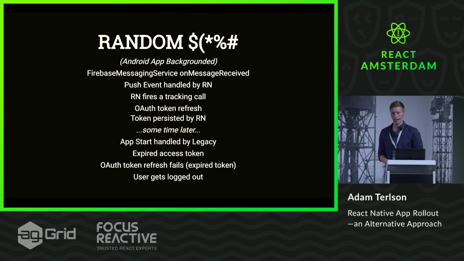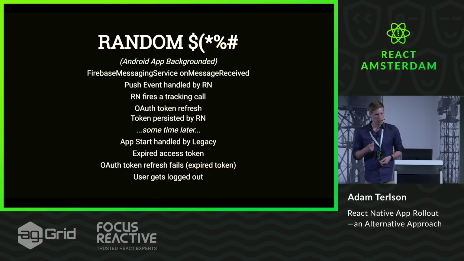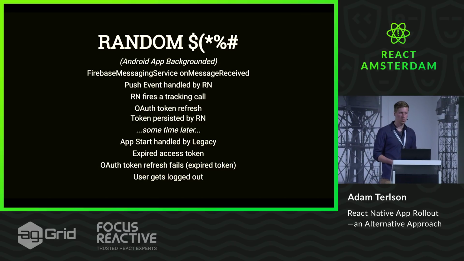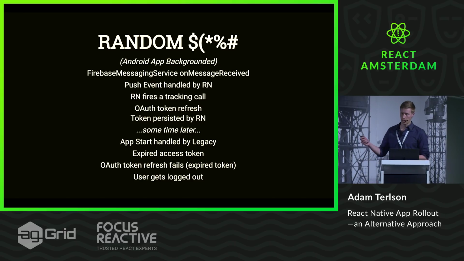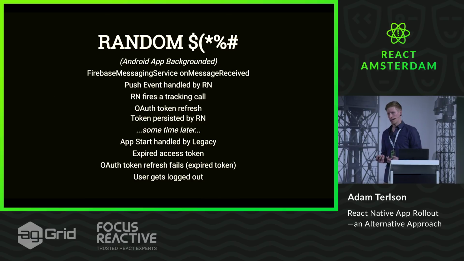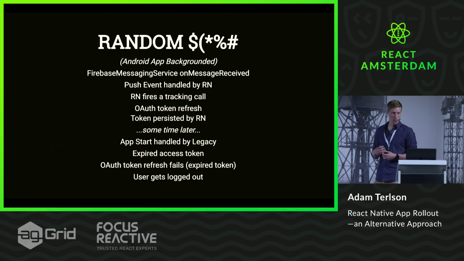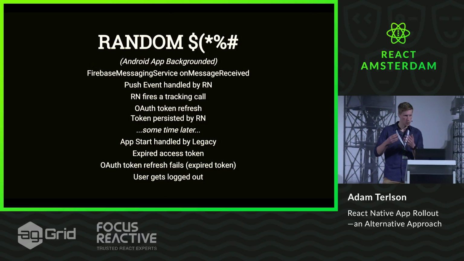So what happened is that when the Android application was running in the background, a user could receive a push notification. This push notification would get directed to our React Native application, which responded by firing a tracking call. We use OAuth authentication, so in the case that the user's access token had expired, it would successfully complete a token refresh using its refresh token and store the new tokens into state.